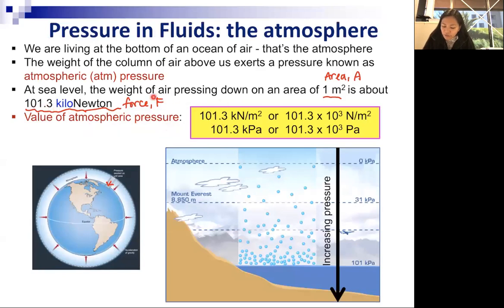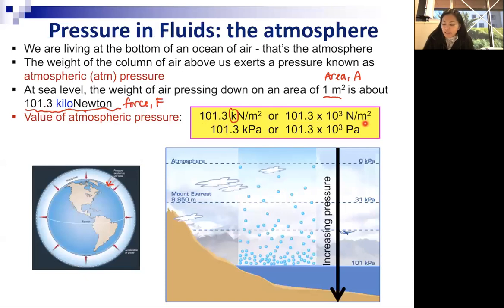You divide the force, 101.3 kilonewtons, by 1 square meter. So the pressure will be 101.3 kilonewtons per square meter. Remember that the prefix kilo is times 10 to the 3. So you can also say that the atmospheric pressure is 101.3 times 10 to the 3 newtons per meter squared.